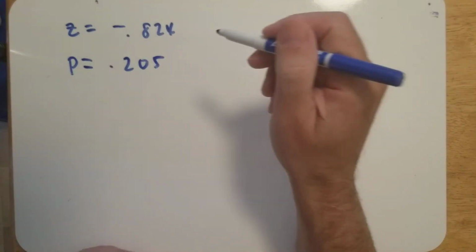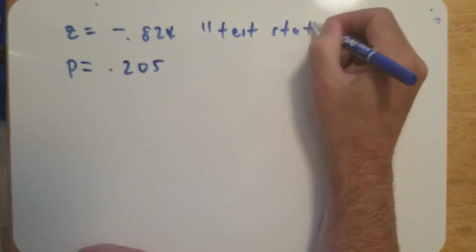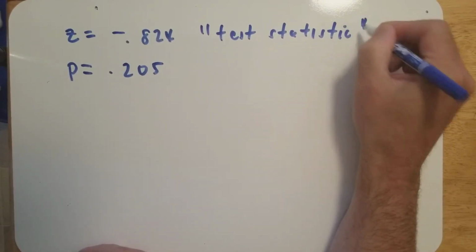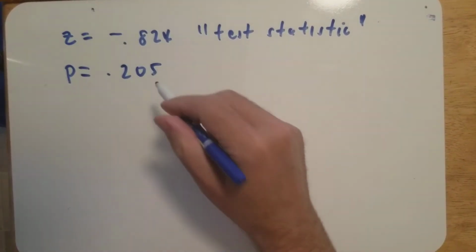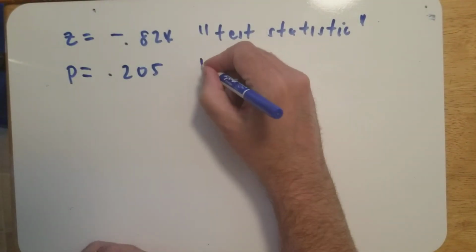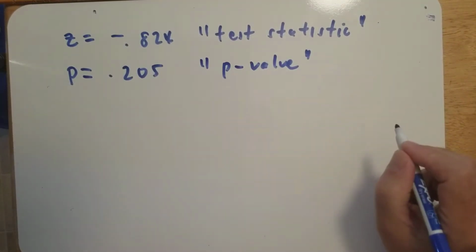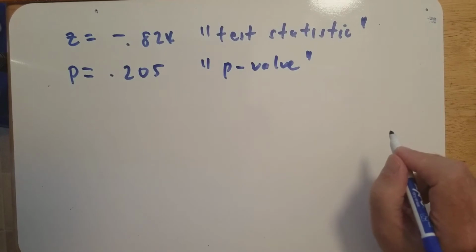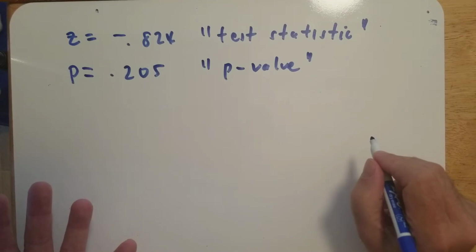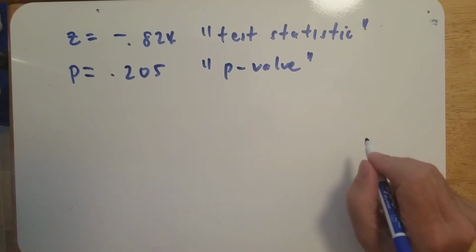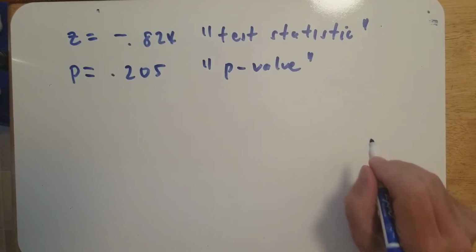This z value is what they call the test statistic. We are not going to use the test statistic, but in the homework they're going to ask you for it, so you should know what that is. And this p equals 0.205 is what's called the all-important p-value. Roughly speaking, the p-value measures the probability of obtaining the sample data if the null hypothesis is true. Normally I go into a lengthy discussion about that, but I'm going to cut to the chase here.